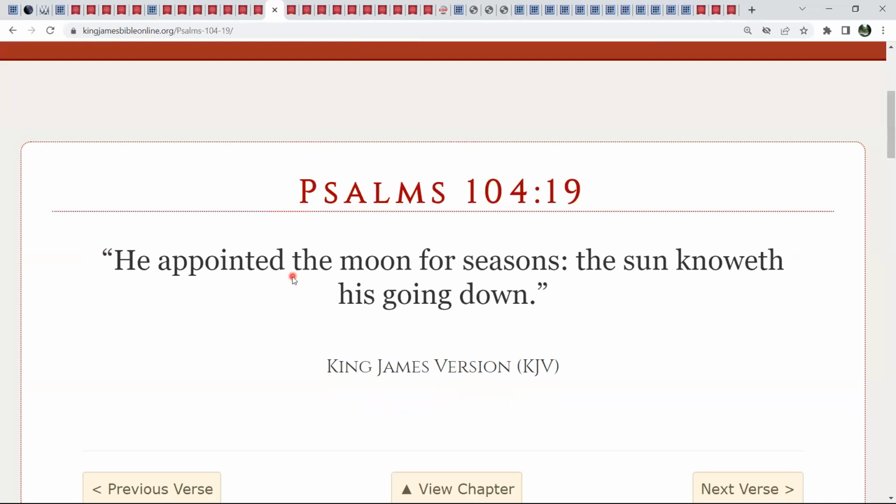This is another study that we have integrated in our biblical calendar. It's the moon cycle and the sun cycle. They work together to make up a year. 354 days, 365 days, astronomical numbers.